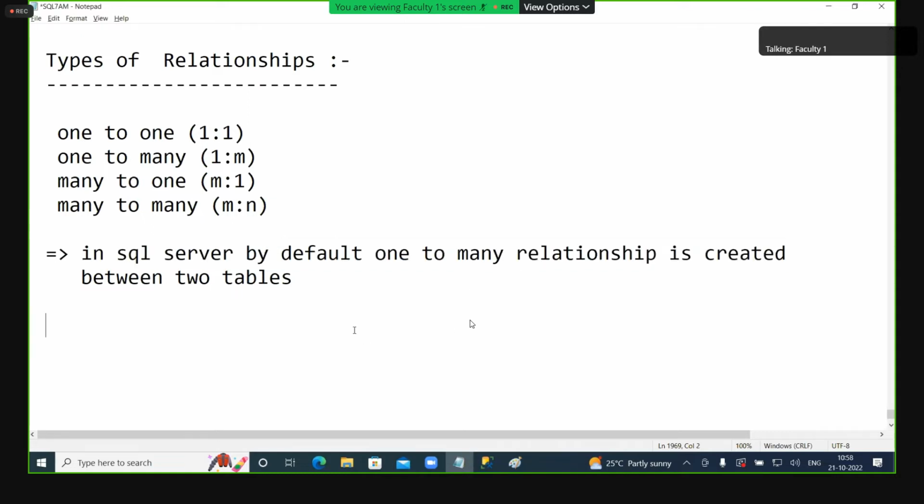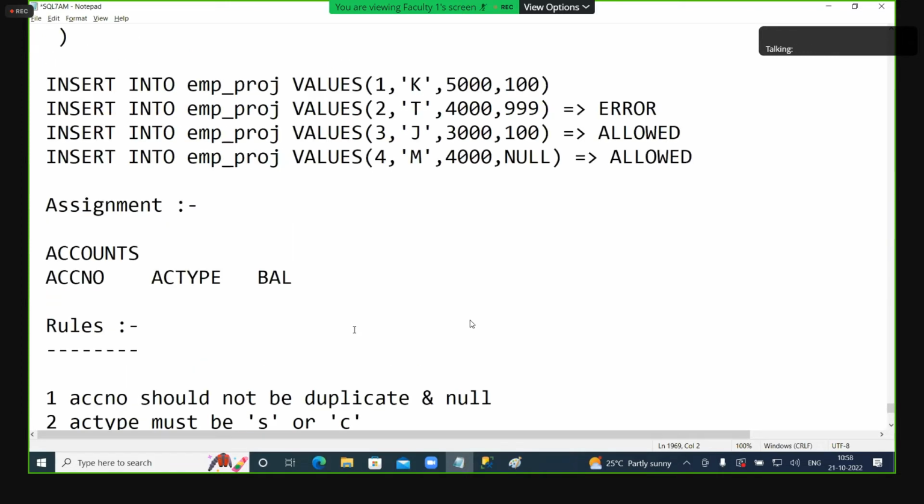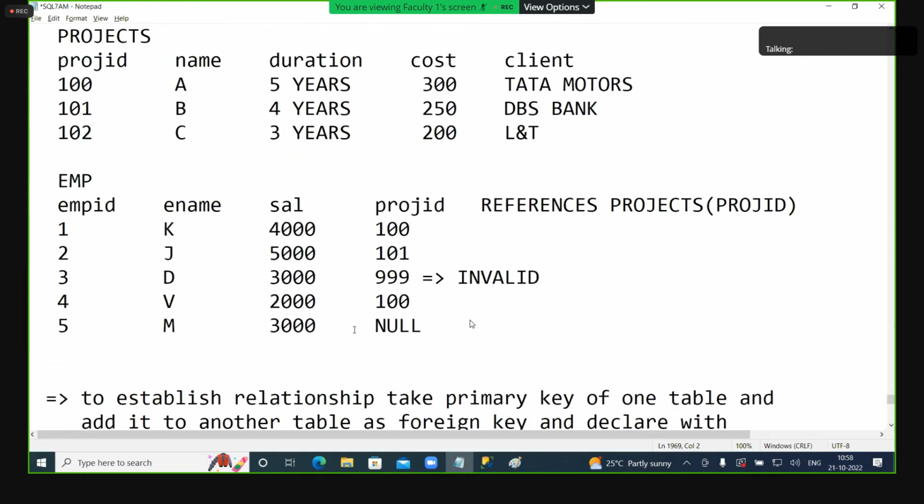So one question asked is how to establish a one-to-one relationship. By default it is one to many. How to establish a one-to-one relationship? Just assume one project, one employee. Usually one project has many employees. But suppose I want to establish one project, one employee. How?